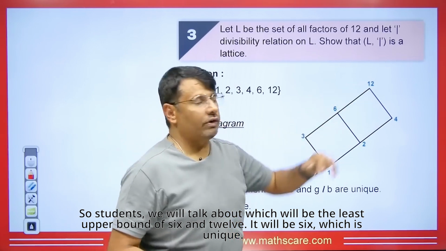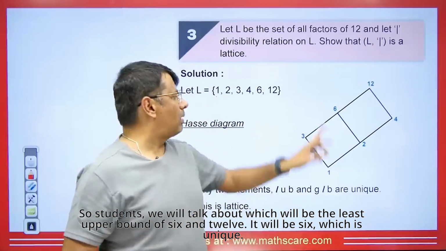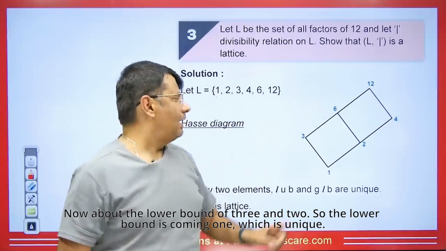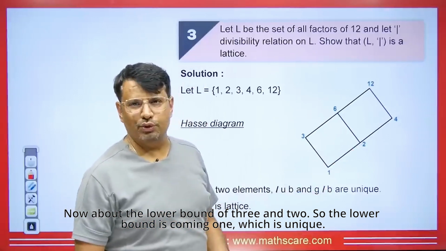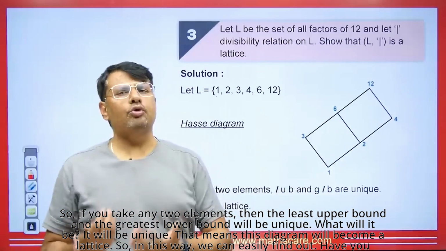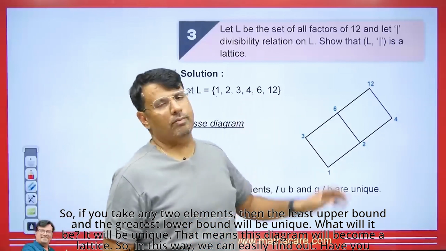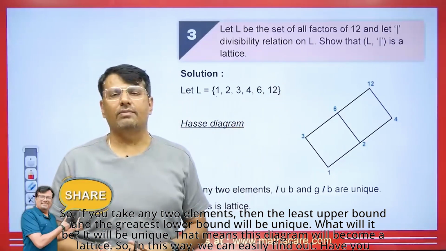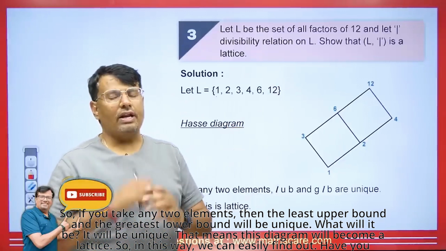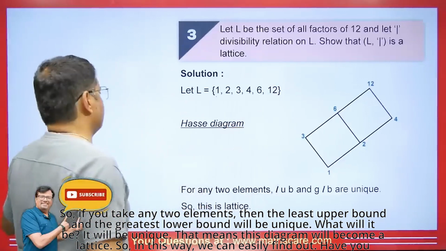So students, we will talk about which will be the least upper bound of 6 and 12. It will be 6, which is unique. Now about the lower bound of 3 and 2. So the lower bound is coming 1, which is unique. So if you take any two elements, then the least upper bound and the greatest lower bound will be unique. That means this diagram will become a lattice. So in this way, we can easily find out. Have you understood? It's pretty simple.